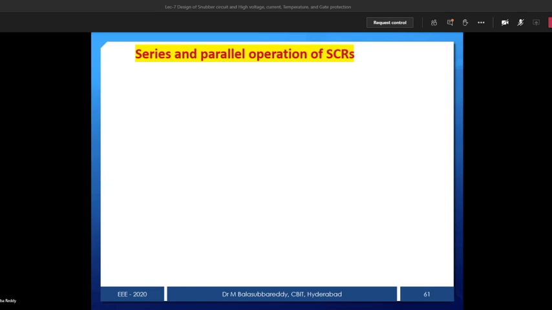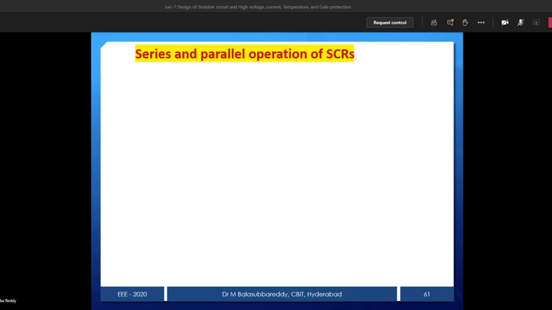So now we'll go to series and parallel operation of an SCR. Why do we go for series and parallel operations? Anybody? All these things I covered in the introduction. That was the huge introduction I gave, 3 hours of introduction throughout the subject, for each and every point. So when do we require series operation, and when do we require parallel operation? Anybody recall?